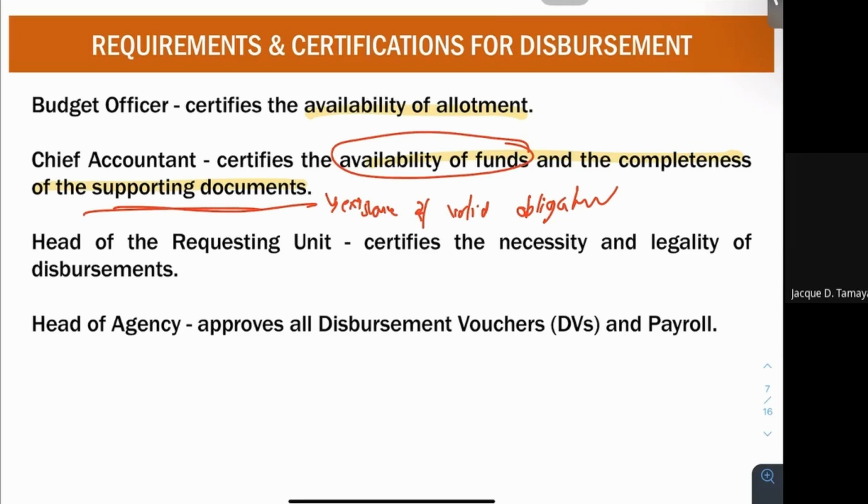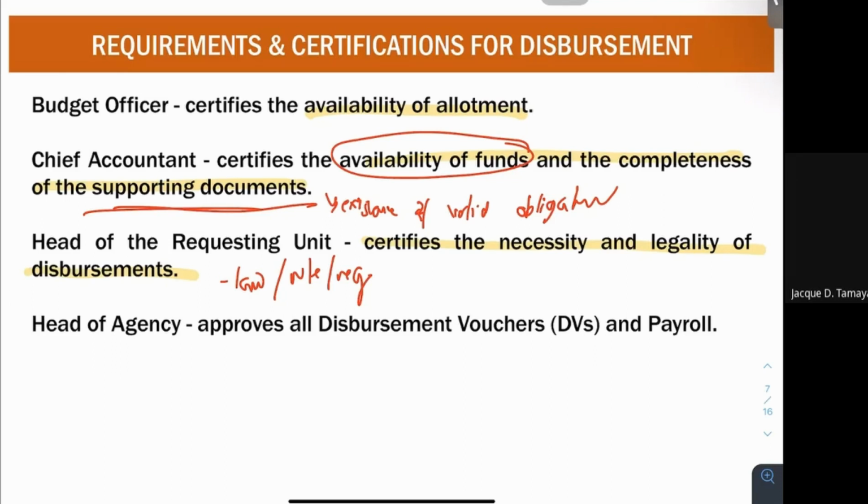Next, what will the head of requesting unit certify? The head of the requesting unit certifies the necessity and legality of the disbursement. So when we say necessity and legality of the disbursement, remember one of the basic requirements a while back, there must be a conformity with the law, rules, and regulations. So this talks now about the conformity with your law, rule, or your regulation. And the last certification that you need for the disbursement is the certification by your head of agency, which now approves the disbursement vouchers, including your payroll.